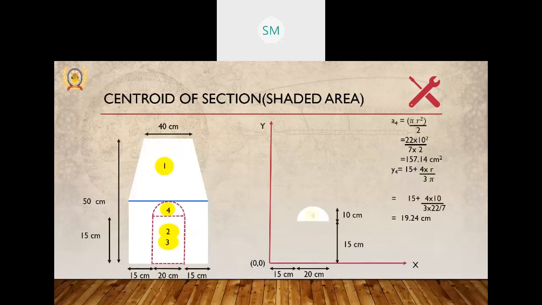Now the last figure is the fourth, which we have to deduct, that is the semicircular one. The area will be pi r square by 2, radius is 10 centimeter, so the area is coming out 157.14 centimeter square. Now y bar will be 15 plus 4r by 3 pi. So it is coming 19.24 centimeters. So that area we have to deduct.